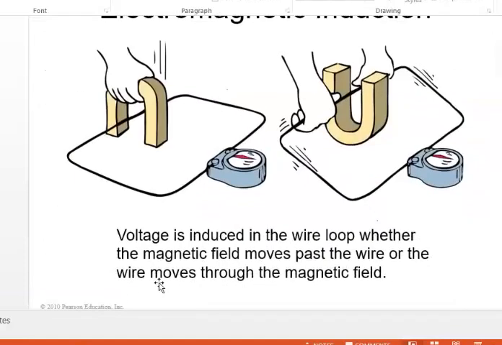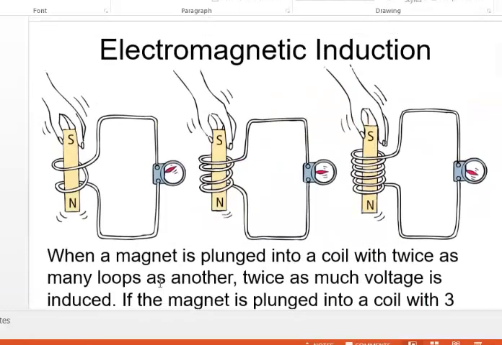Okay, now another activity you can see here, electromagnetic induction. You see here, this is a coil and a galvanometer here. When you move the magnet, the pointer will deflect. When the magnet moves inside, the pointer will deflect this side, that is anti-clockwise. When the magnet moves outwards, then the pointer will deflect clockwise.